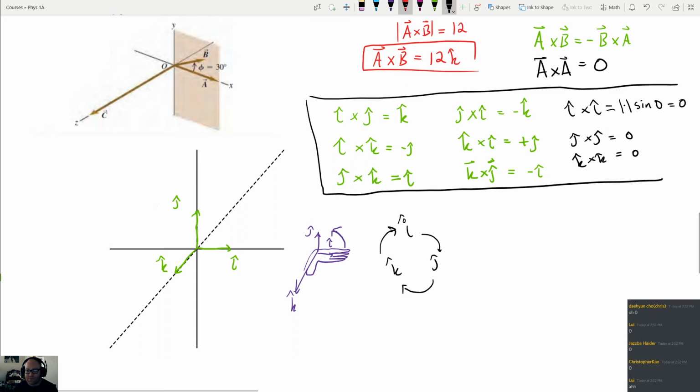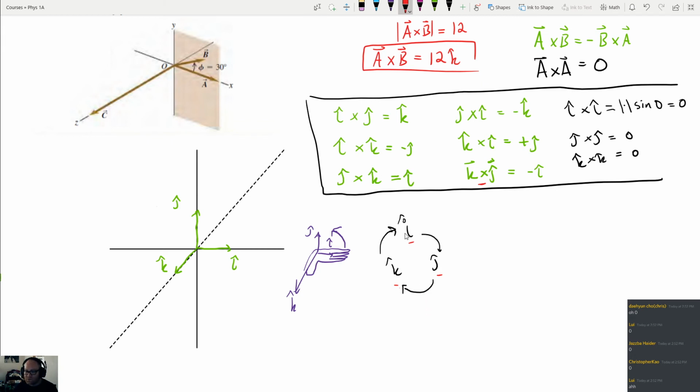And the way it works is basically, if you go i cross j, you get k. If you do j cross k, you get i. And if you go backwards, you get negative. So anytime you go backwards, you get negative. So if you do k cross j, you get negative i. If you go i cross k, you get negative j.